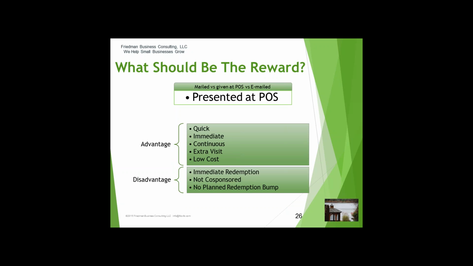You can give them out at point of sale. When the cashier sees that they've earned enough points, you can say to them, oh, here, you have a $5 gift card. Do you want me to activate it for you? So it's continuous. It does usually require an extra visit because they'll take it out of the store with them. But they could turn around and respend it right away in the store. But there's no planned redemption bump at all, where when you mail it, you know that a week or two after you mail them, you're going to get a lot of people coming in and spending them.